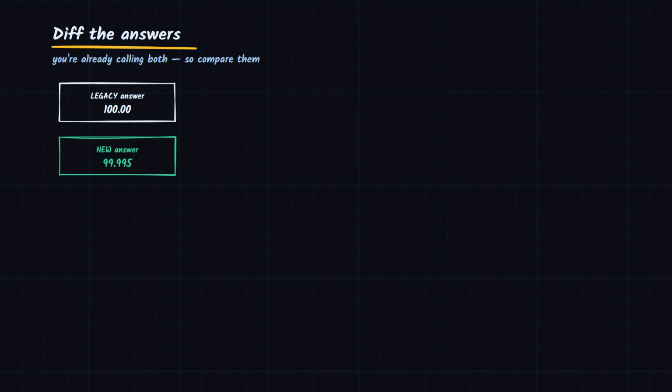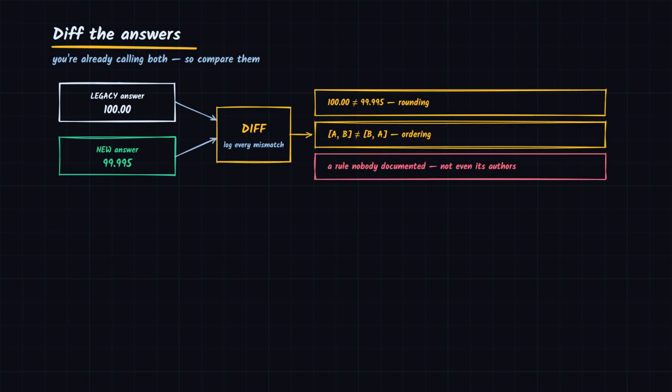Now make it useful. You are already calling both, so compare them. Log every case where the new service and the mainframe disagree, and go and read those. This is the step that finds what your tests could not, because a difference is a fact about the real system rather than a guess about it. And expect most of the diffs to be your own misunderstanding rather than bugs. The mainframe rounds differently. It returns a value in a different order. It has a rule you did not know because nobody knew.